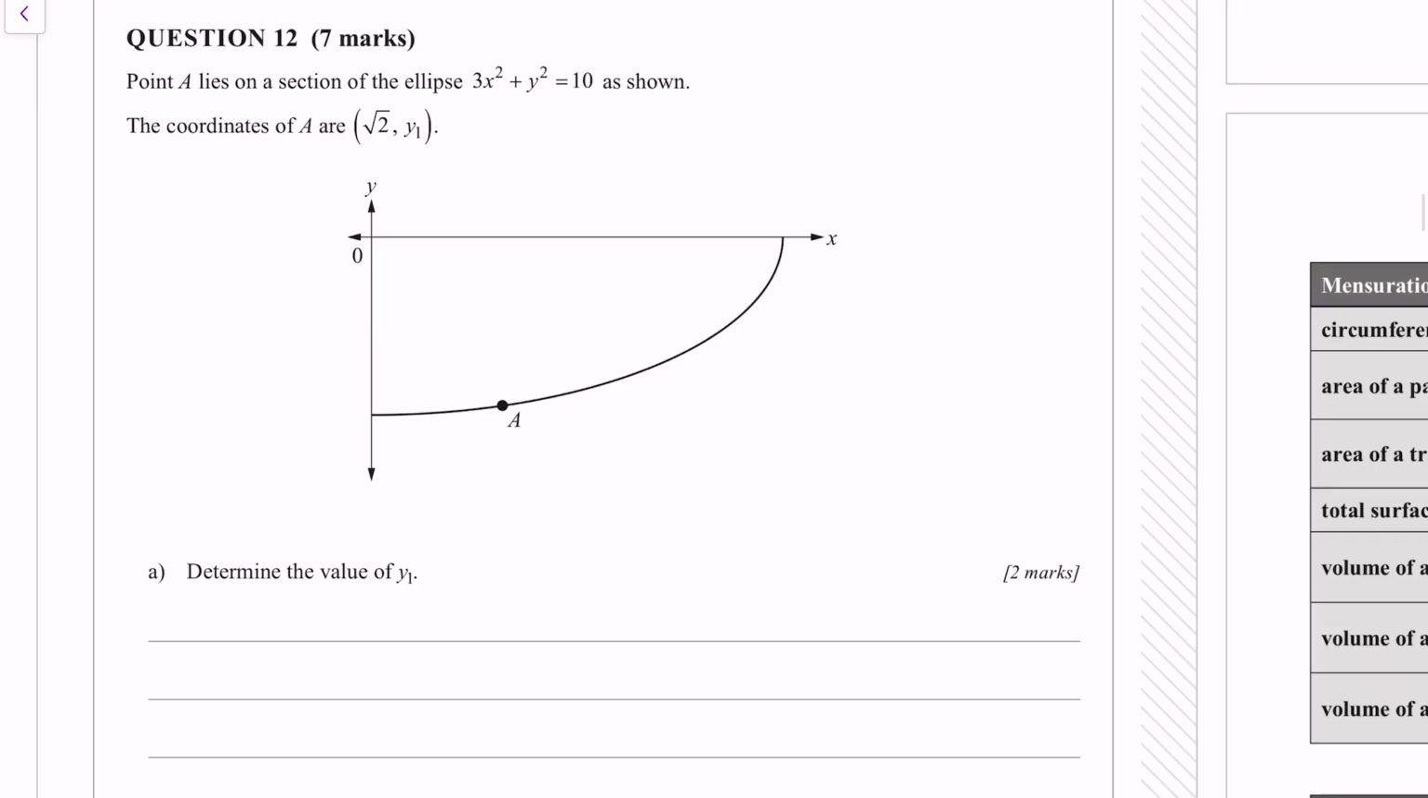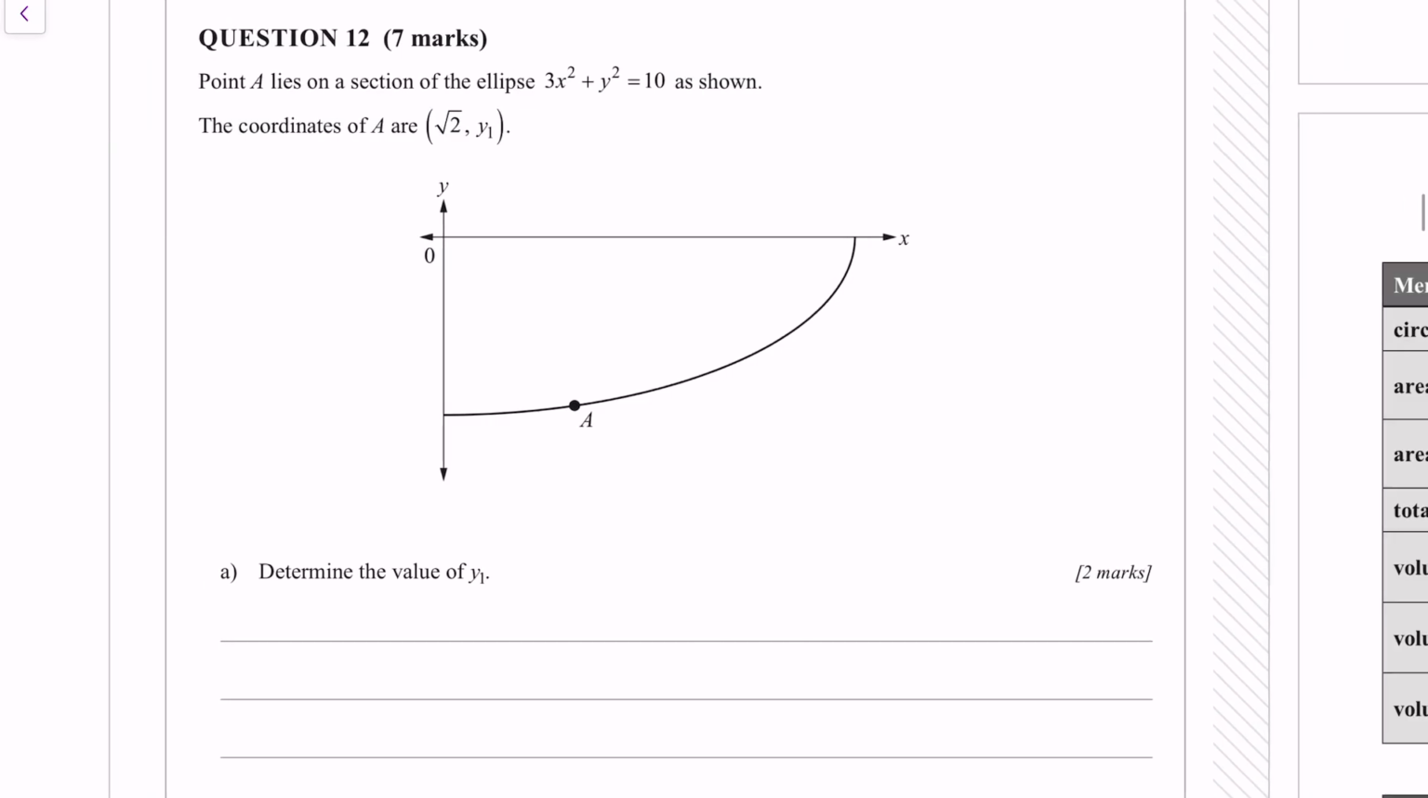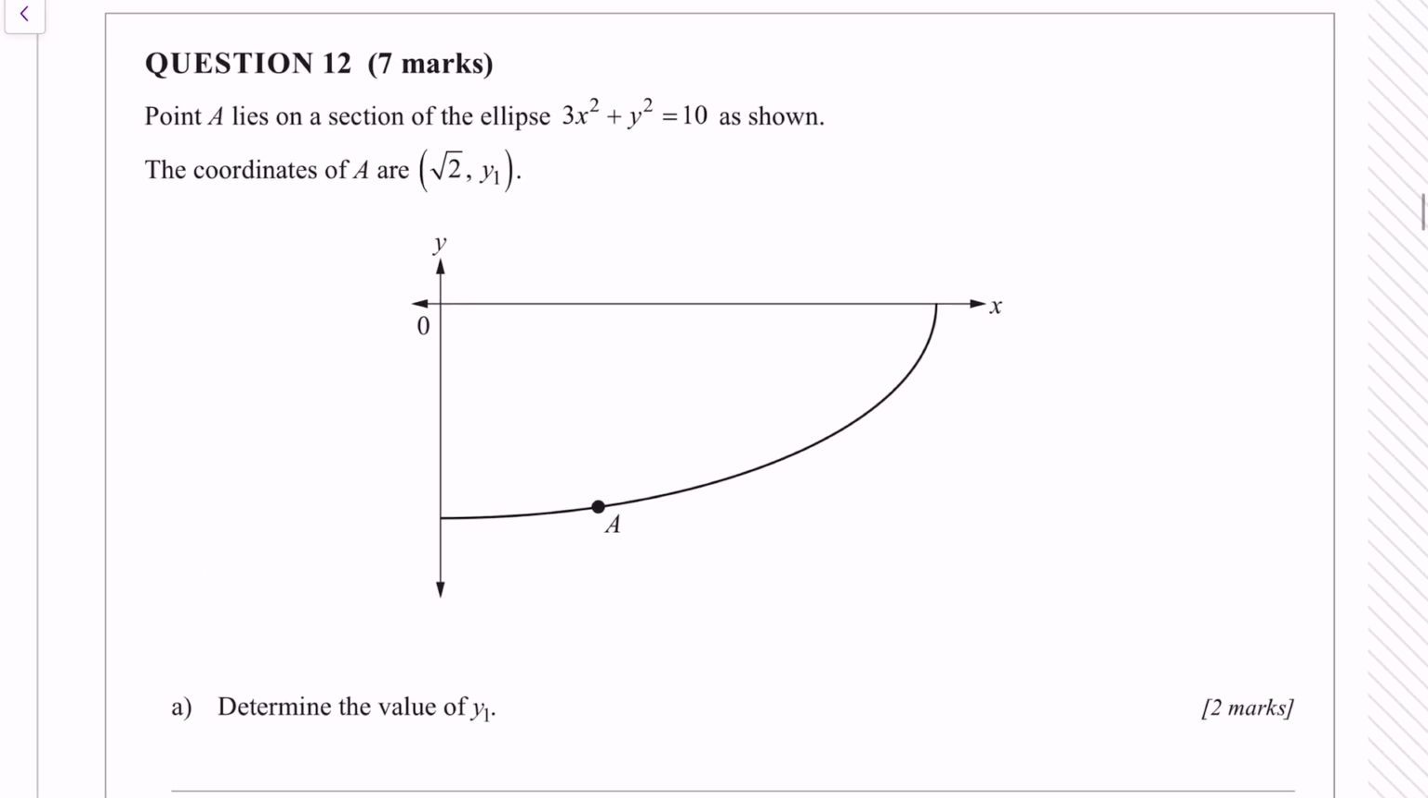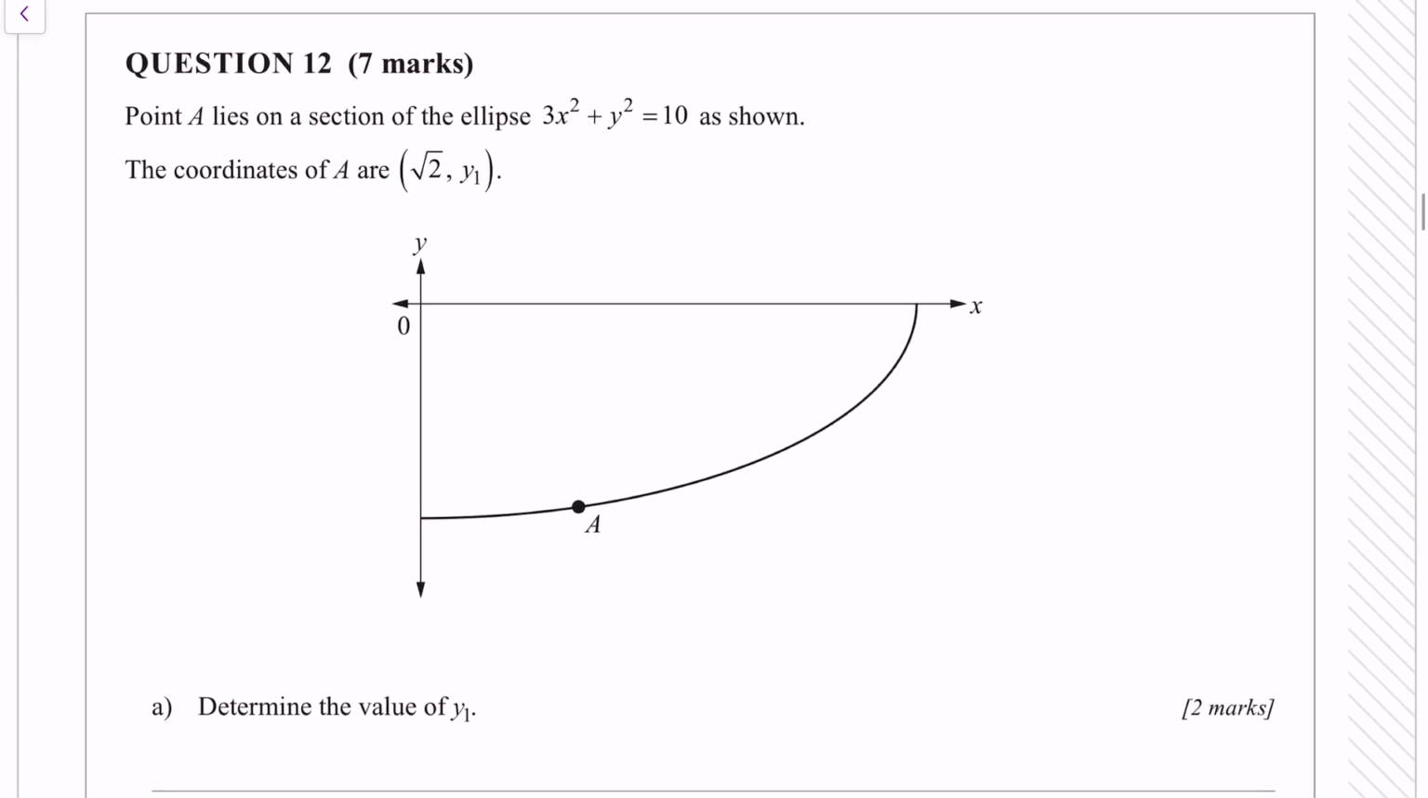Moving on. Question 12. The point A lies on a section of the ellipse 3x squared plus y squared equals 10 as shown. The coordinates of A are square root of 2 and then y1. So first off, we have to determine the value of y1. Again, this is super easy in specialist math. I mean, even this is tech free, we're working with square roots and squares, so it's not that difficult.